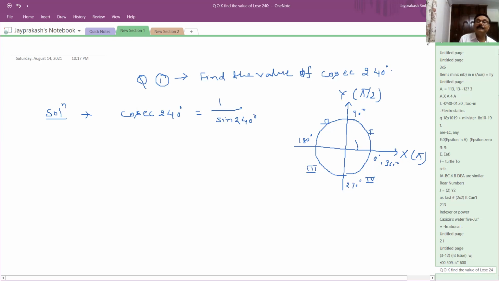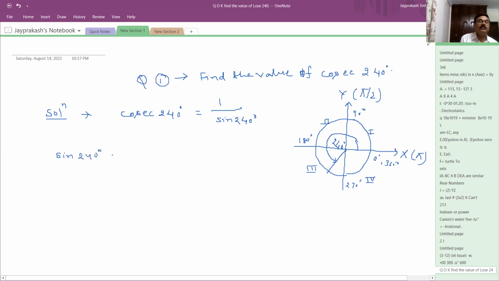So your angle, if it is 240 degree, means 240 degree lies between 180 degree and 270 degree. So it lies in this quadrant. It will be somewhere here. Okay, this is your 240 degree. Now, this is 240 degree. It means we are interested to find the value of sine 240 degree.